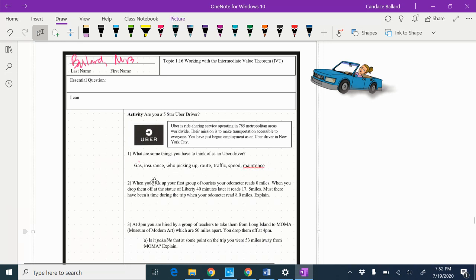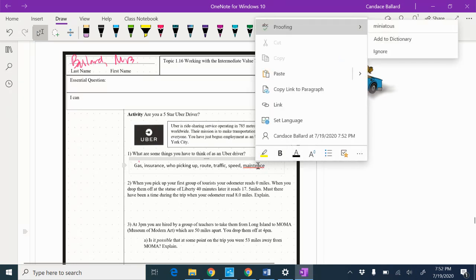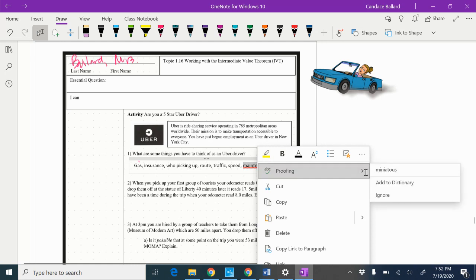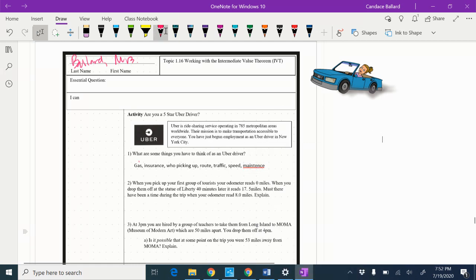All right. When you pick up your first group of tourists, your odometer reads 0 miles. I, of course, spelled this wrong. All right. It reads 0 miles. So this right here would be considered your Y value. When you drop them off at the Statue of Liberty 40 minutes later, so 40 minutes, the miles is the Y value, the minutes is the X value. It reads 17.5 miles. Must there have been a time during the trip when your odometer read 8 miles?